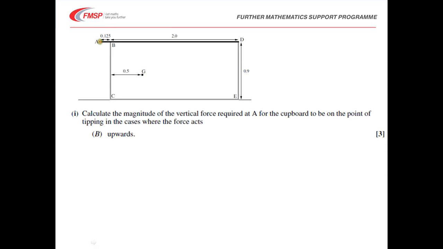Okay, this time we're going to have the force at A acting upwards, so let's change it to be F1 acting upwards. We still have our 340 newtons acting downwards here. If the force is acting upwards, I would suggest that the cupboard is about to pivot about the point E here. So we can show our normal reaction acting upwards at point E here.